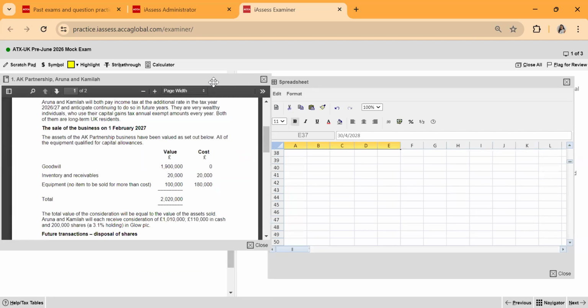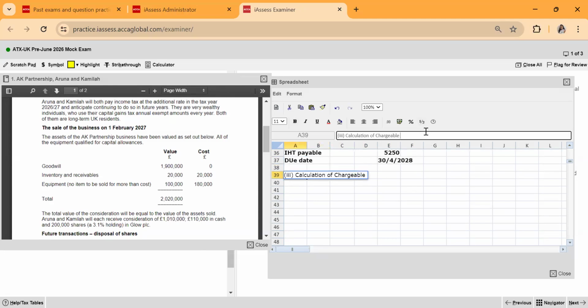Now, first step is what will be the chargeable gains, because then only we will comment on the relief, right? Incorporation relief is on chargeable gains, so first step, calculate that: calculation of chargeable gains on the sale of business. Which items would be eligible? Goodwill, yes, it is a business asset. We will consider here chargeable gains.